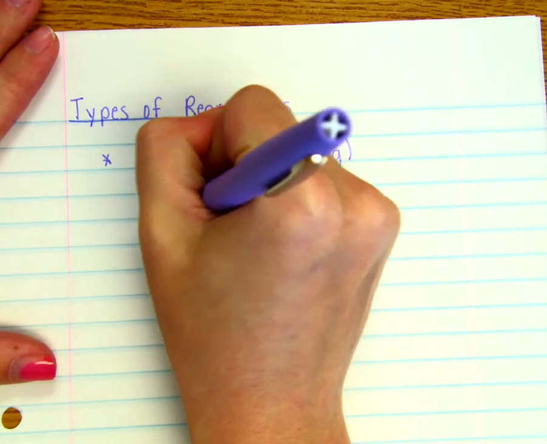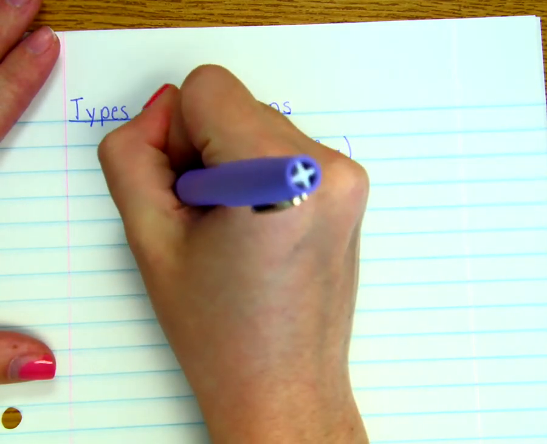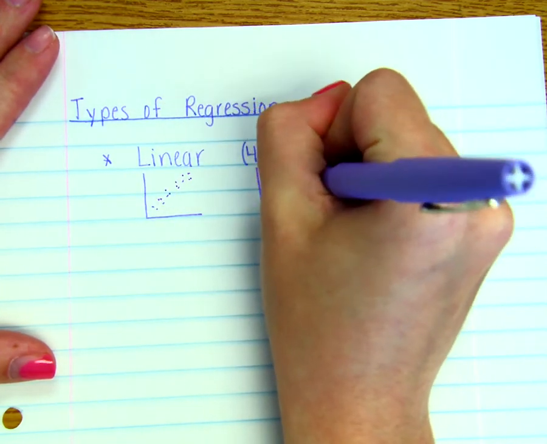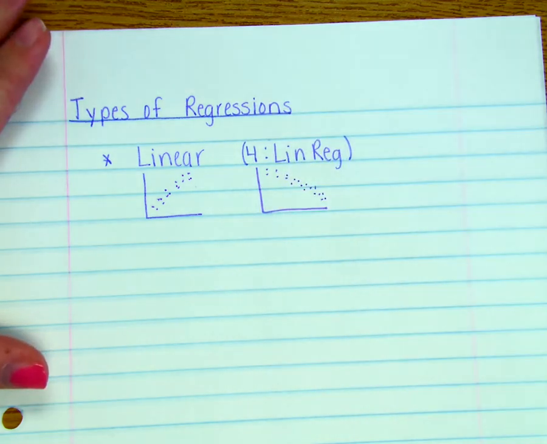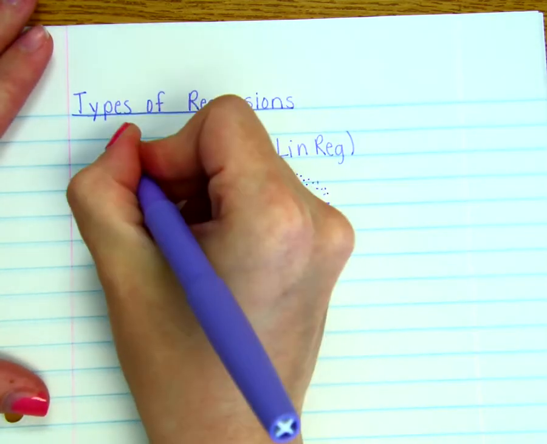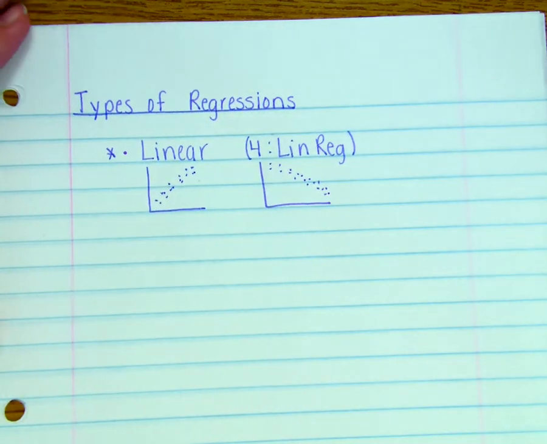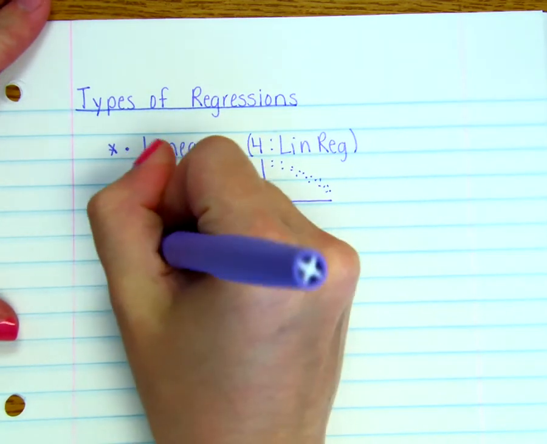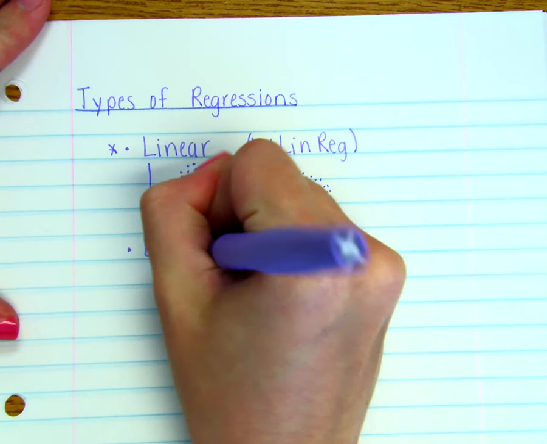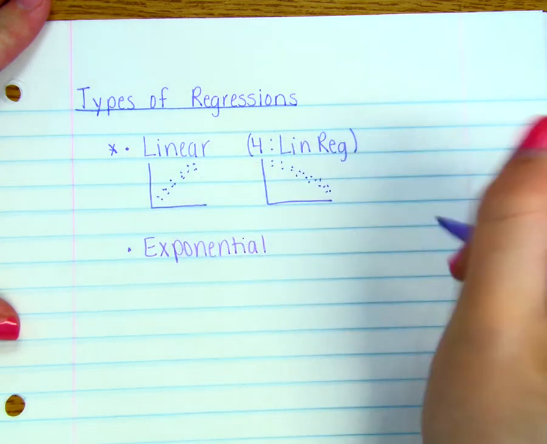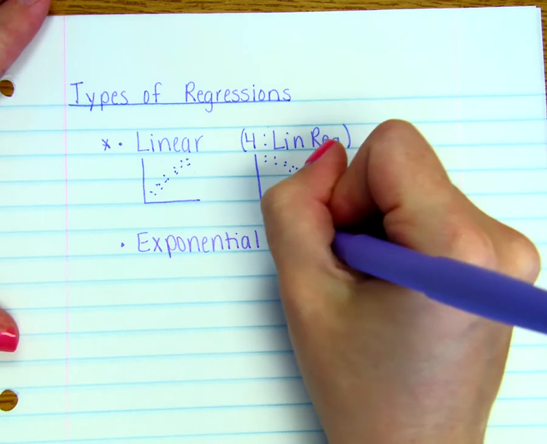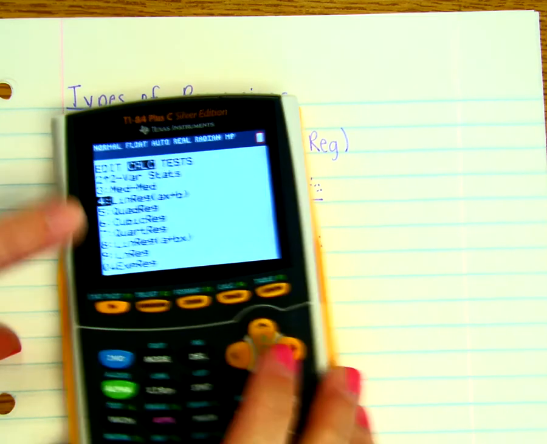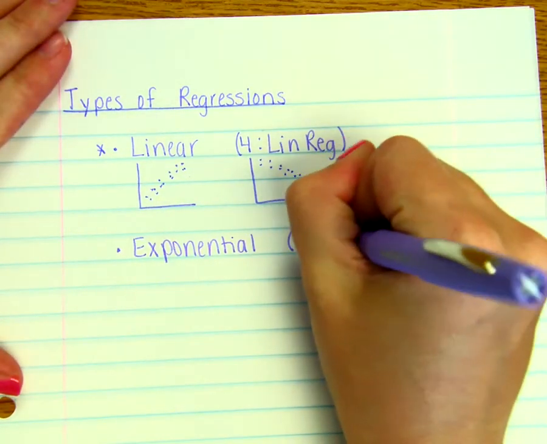So here we have our scatter plots. Linear scatter plots would look something like this or something like this. Okay. The next type of regression, and now I put a star next to the linears because that's the most common one that you're going to see. Actually, these two are probably your most common one, linear and then exponential. In our calculator for exponential, that is option 0 in our calculator right down here, EXPREG.